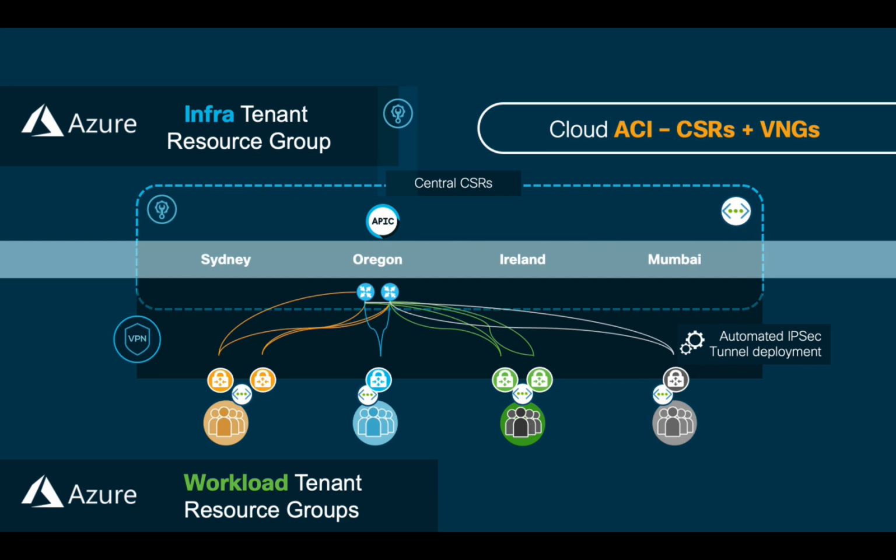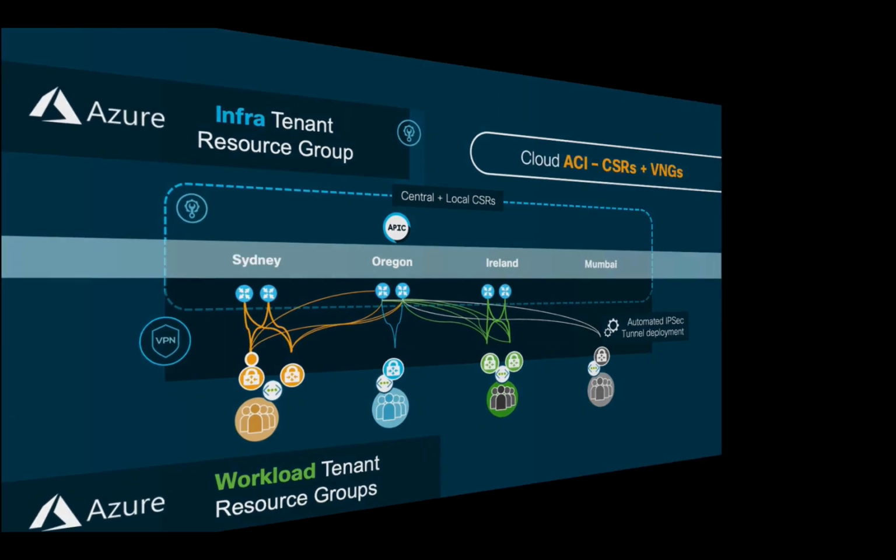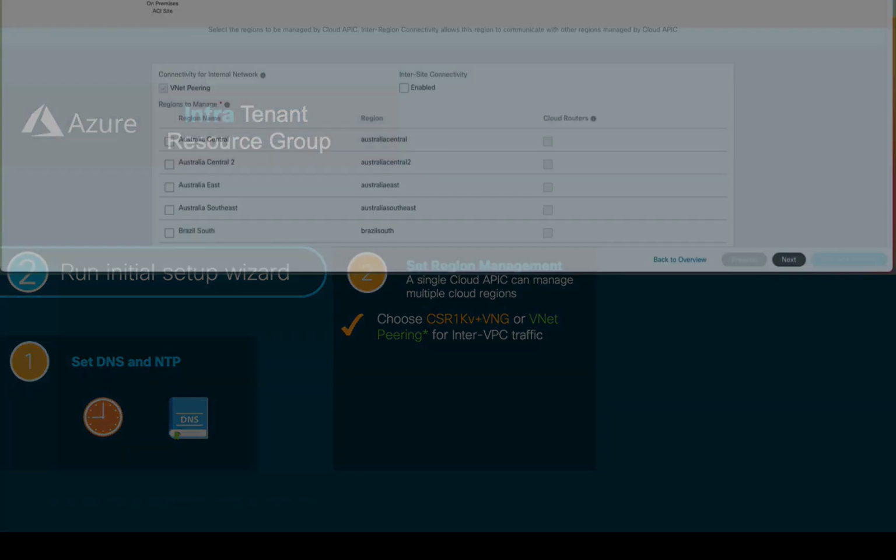If you decide to run CSR 1000V in one location only and you have tenants in different locations, keep in mind that inter-VNet traffic in a given region may have to travel all the way to the hub region. Therefore, although optional, it is recommended that you consider the deployment of additional CSR pairs wherever needed to optimize traffic forwarding. Now that we know them, let's go back to Cloud APIC.